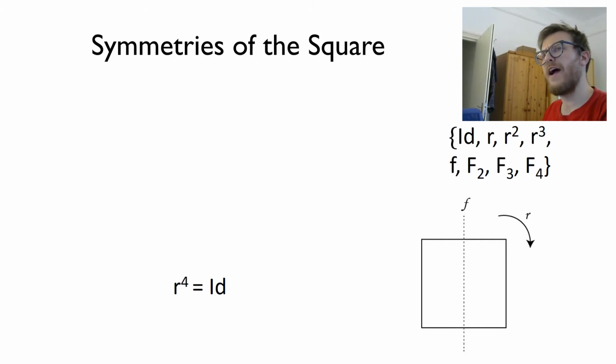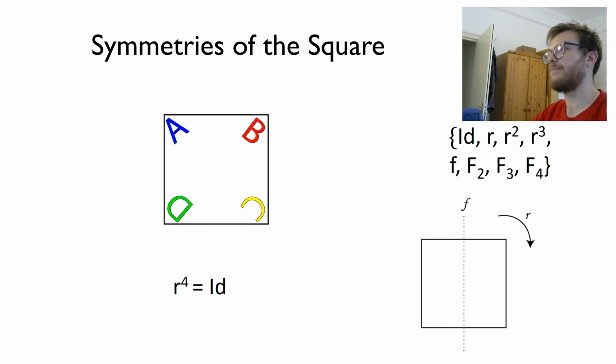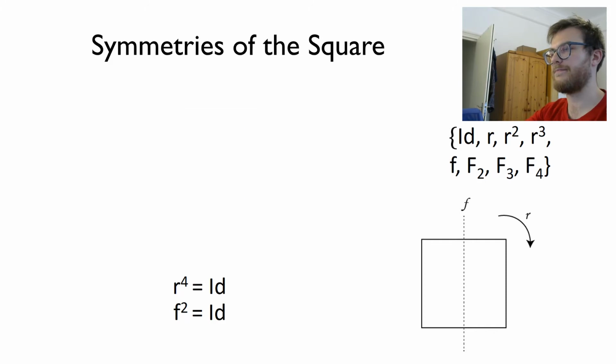So what about F2, F3, and F4, those other reflections? Can we write them in terms of R and F? It seems unlikely, but let's see what we can do. So we'll start with F. If we combine F with itself in the same way that we tried to combine R with itself, we'll do just a flip twice, and we're going to end up with the identity. So that gives us the equation F squared equals identity. So we're going to have to try and combine these two different symmetries together.